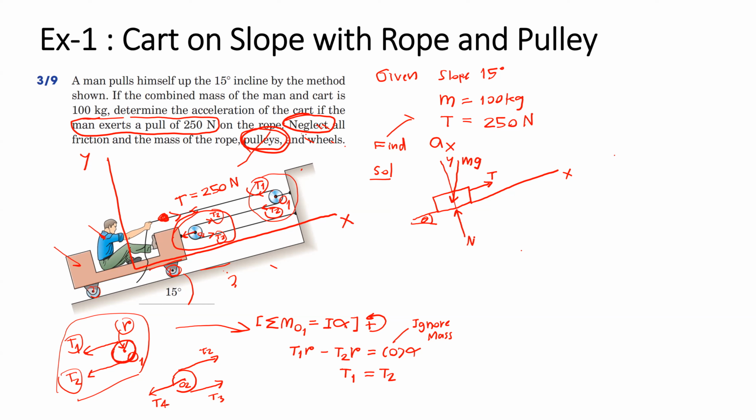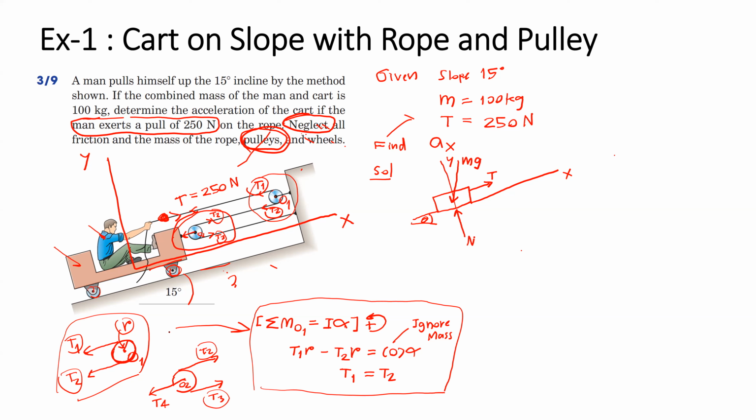T4 on the center. We are not going to repeat the summation of moment here. It's the same analysis, but if we do the summation of moment, what we are going to obtain is T2 is equal to T3.